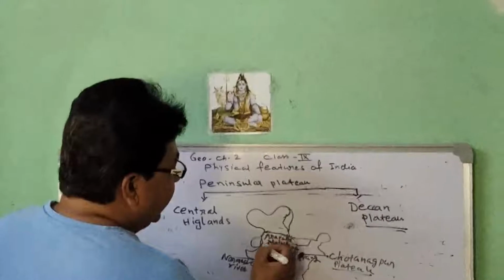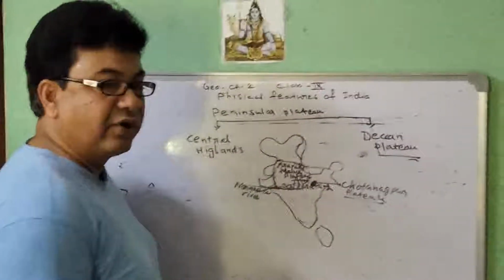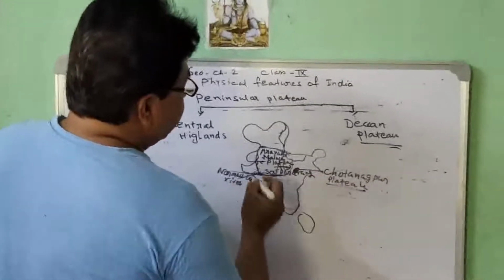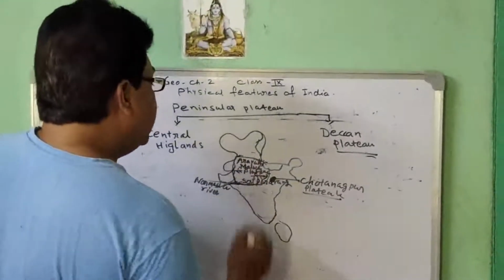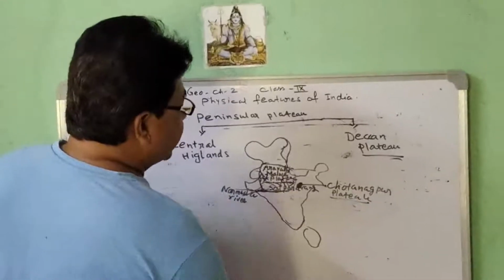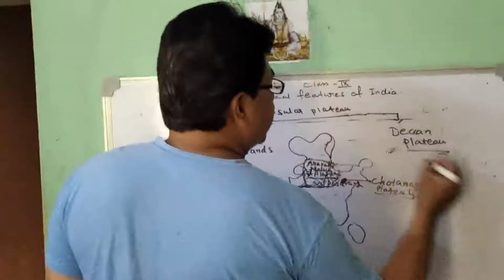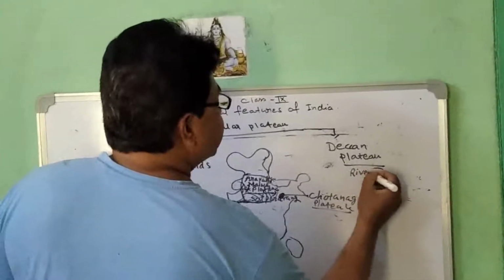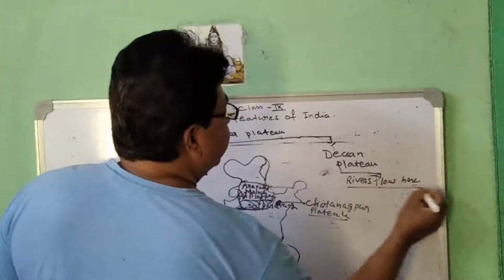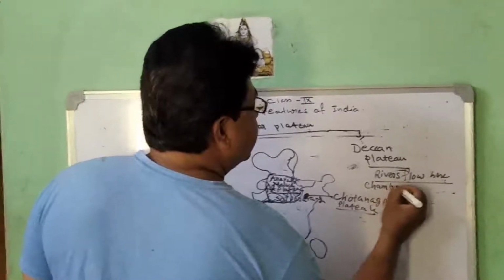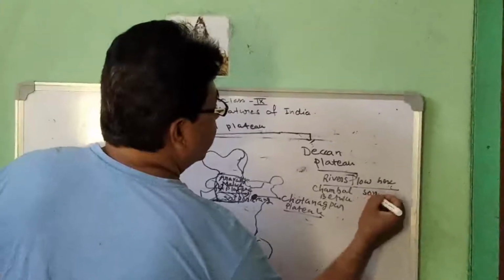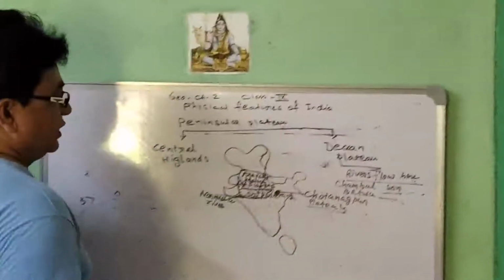This area is covered with old crystalline rocks. This is known as the Central Highland. So many rivers flow in the Central Highlands. Let us understand which rivers flow from the Central Highland. Rivers flow here: Chambal, Betwa, Son. Rivers like these flow in this region.